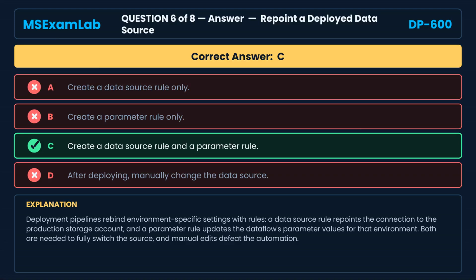The correct answer is C. Deployment pipelines rebind environment-specific settings with rules. A data source rule repoints the connection to the production storage account, and a parameter rule updates the dataflow's parameter values for that environment. Both are needed to fully switch the source, and manual edits defeat the automation.